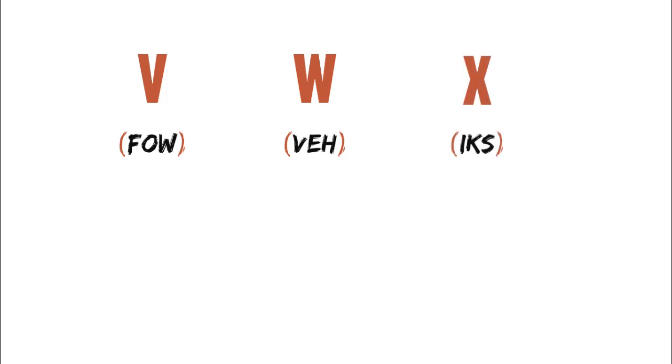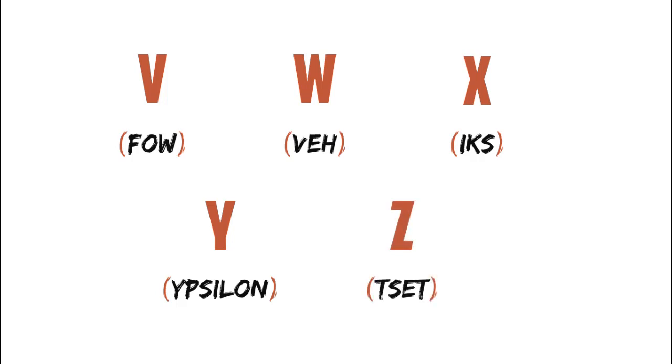V, V, W, X, Y, Ypsilon, Zet, Eszett. And congratulations, you have gone through all the 26 letters of the German alphabet.